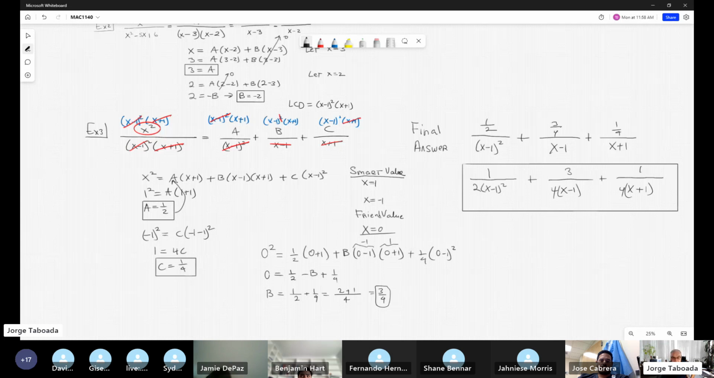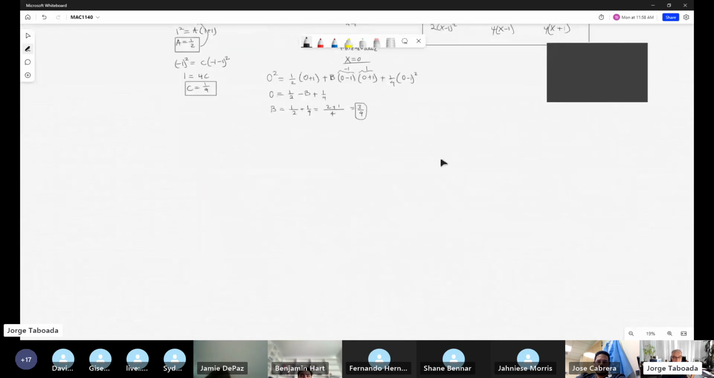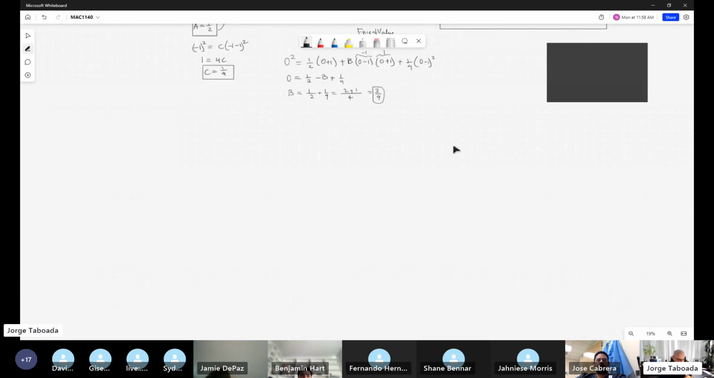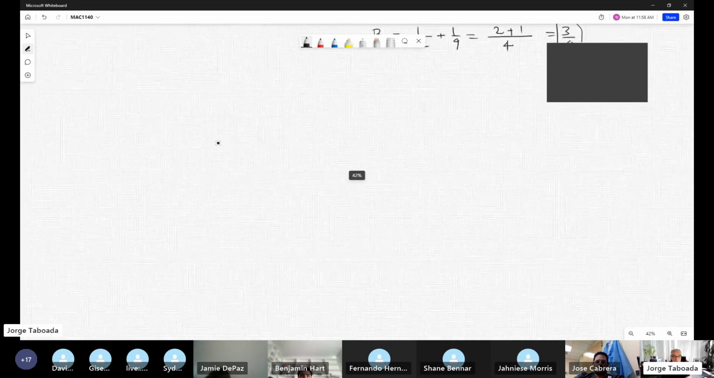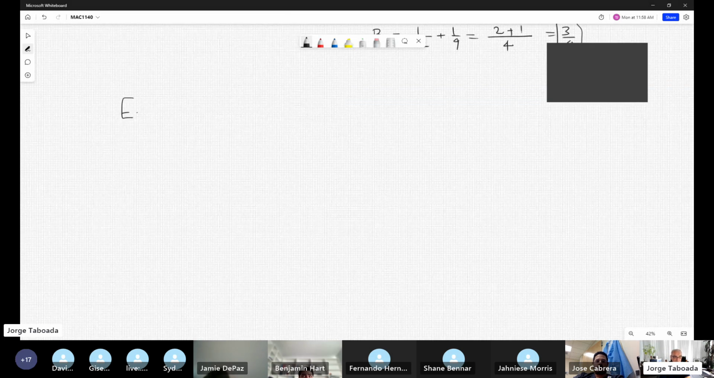Okay. I have one more example, a little bit complicated. Clear? You say clear. Okay. Example four. And I promise in the review package, we will go over this part again, doing more examples. But I need time to start a new section.